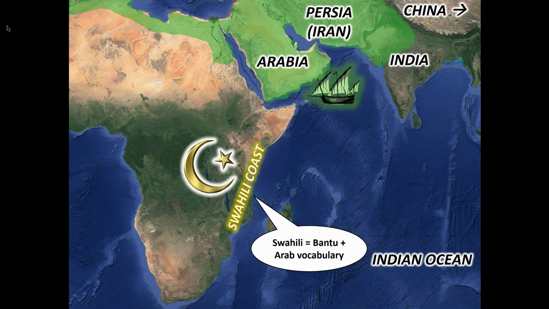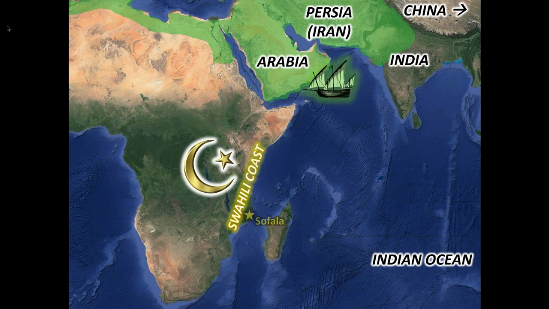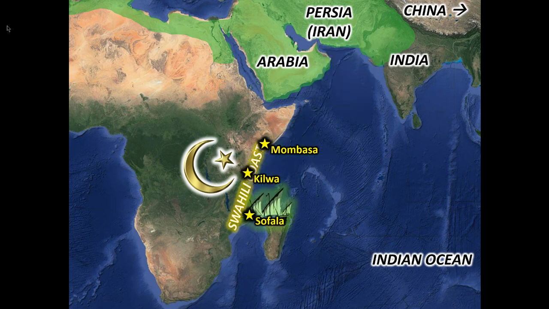The wealth generated by Indian Ocean trade led to the emergence of several powerful city states on the Swahili coast. A city state is an independent city with its own government and usually the farmland that surrounds it. One of the most prominent Swahili coast city states was Kilwa, located in what is now Tanzania.